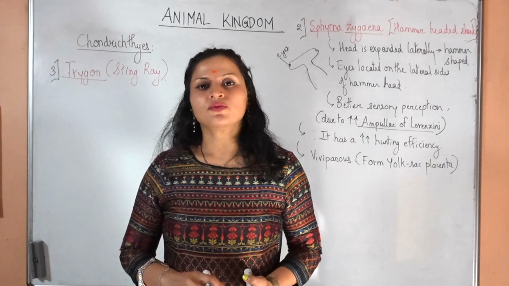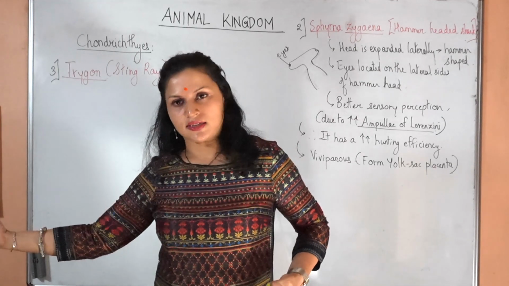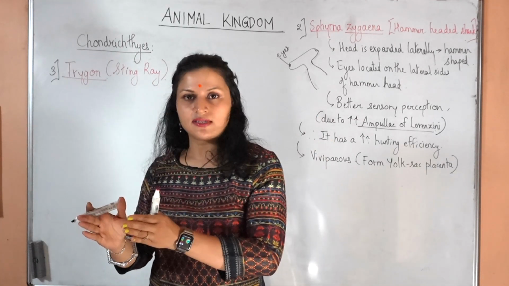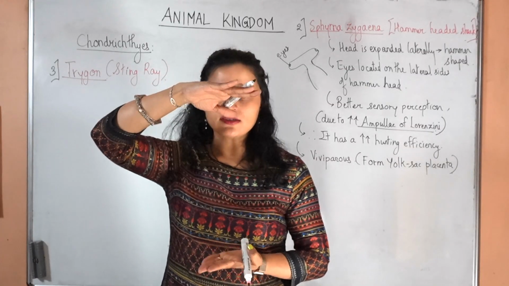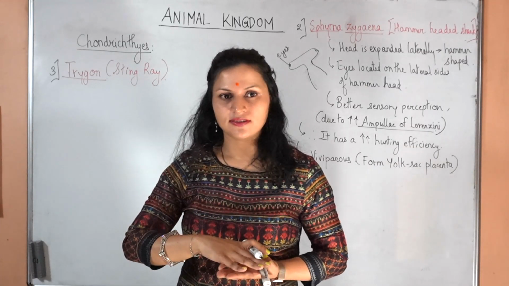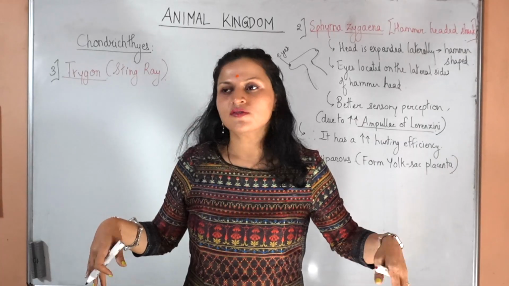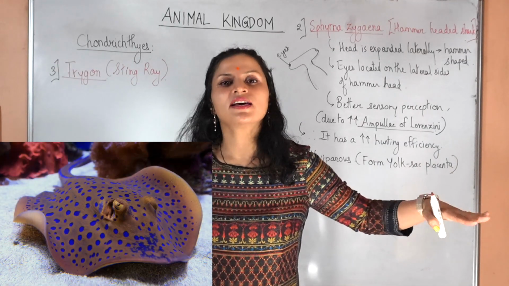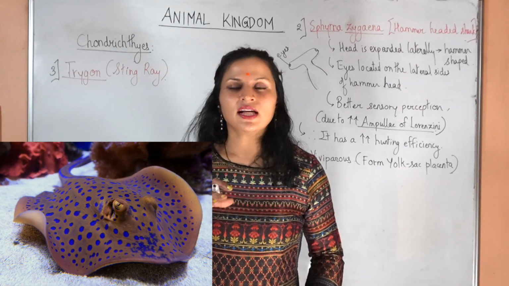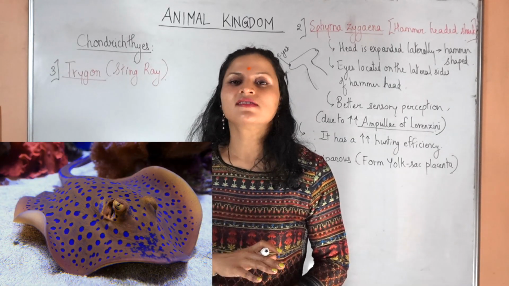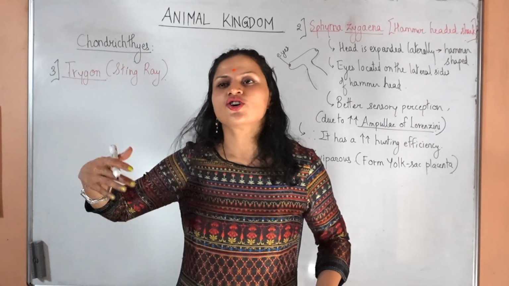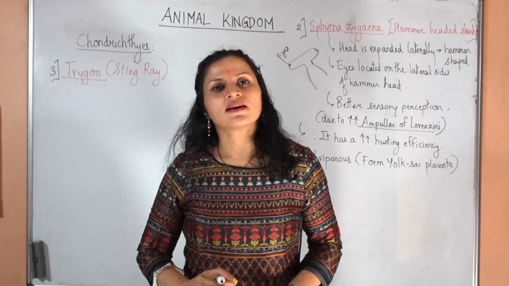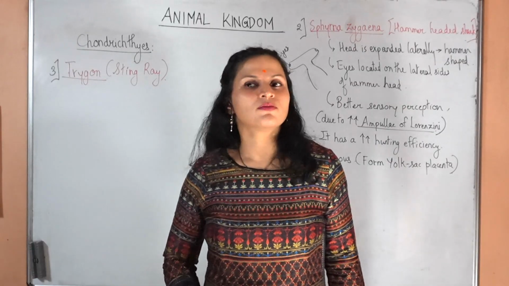Now, what is the difference between a ray and the sharks? In the sharks, the body is usually laterally compressed, but in case of the ray, the body is dorso-ventrally flattened. Their pectoral fins, which are like paddles in the sharks, are expanded like wings in the rays. It helps them in their benthic lifestyle. The rays are usually benthic in nature. The sharks are surface dwellers and mid-water dwellers, but the rays are benthic dwellers. They live at the bottom of the oceans.